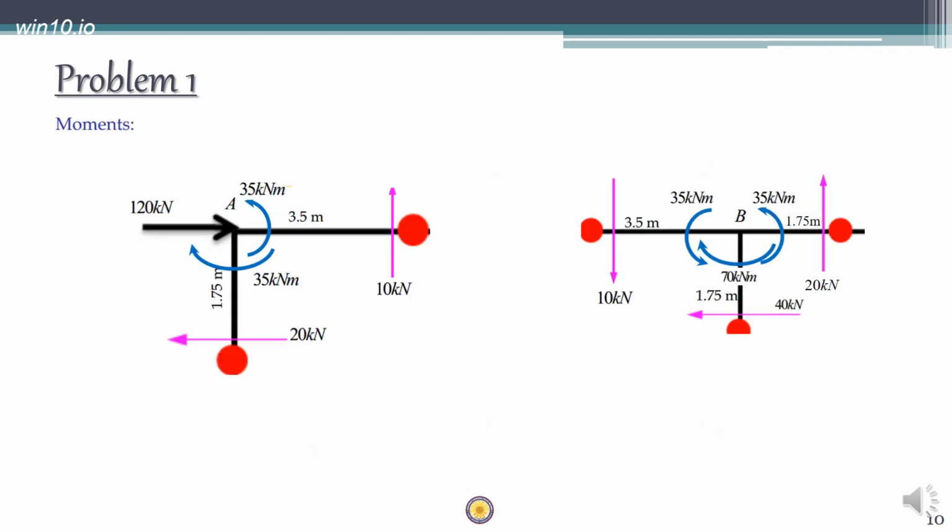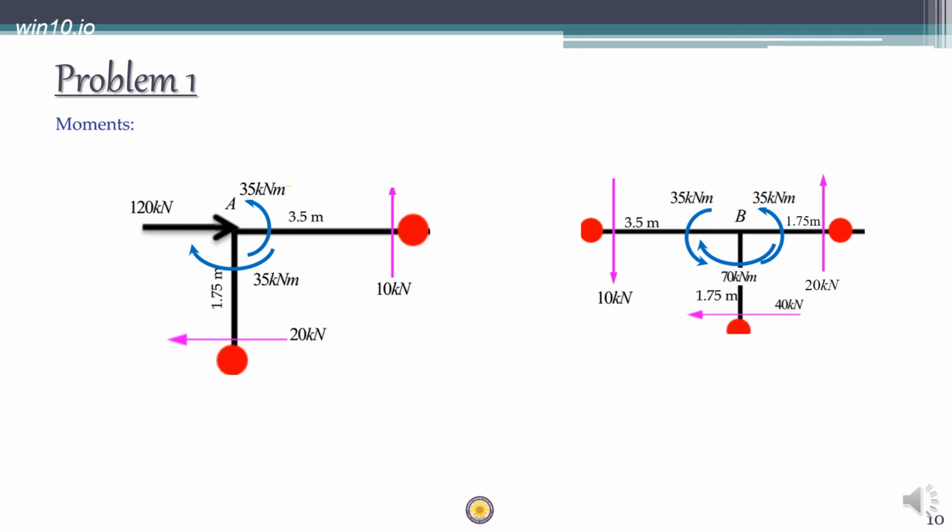Now that you have got all the column shears, next we are going to find the moments. For finding the moments, both beam moment and column moment, we have to take out each of the joints between the hinges and analyze separately. We already have the value of P as 20 here. So this 20 creates a moment of 20 into 1.75, which is equal to 35 kN clockwise at A. So this is going to be a column moment of 35 clockwise.